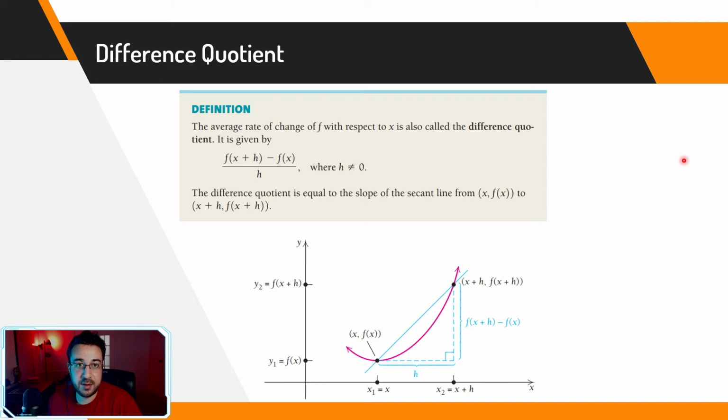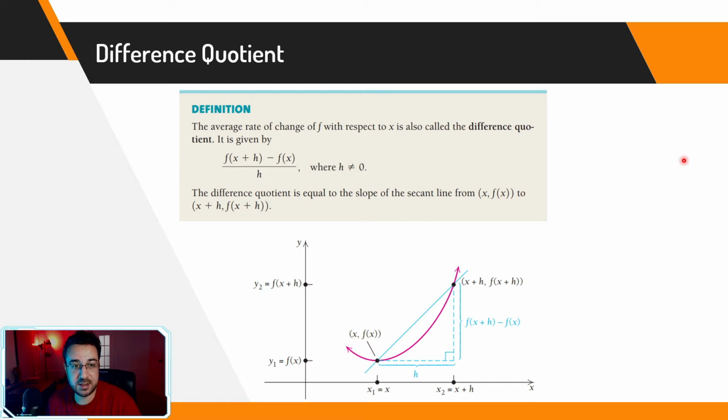As we're talking about the average rate of change, it's important to touch base on the difference quotient. What is the difference quotient? It can be defined as the average rate of change of function f with respect to x. This can be called a difference quotient. What is the equation of the difference quotient?